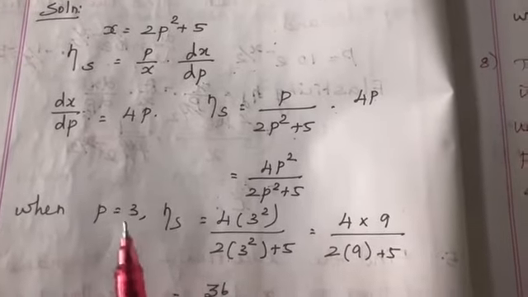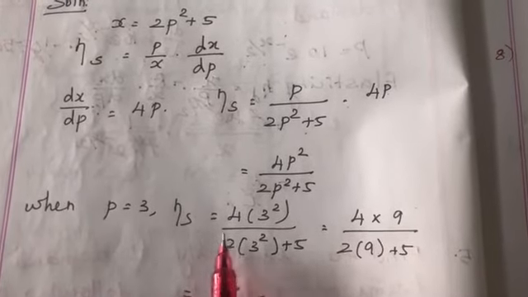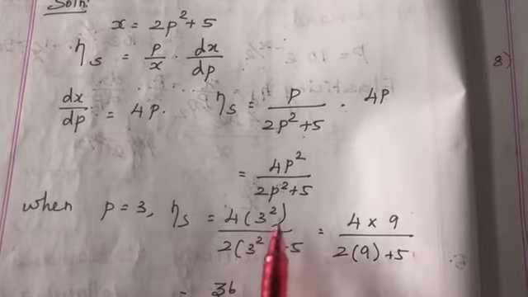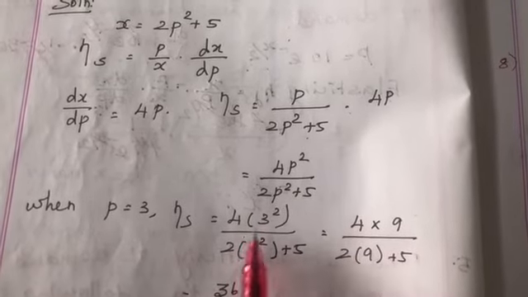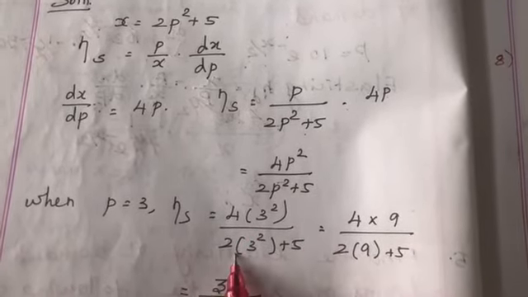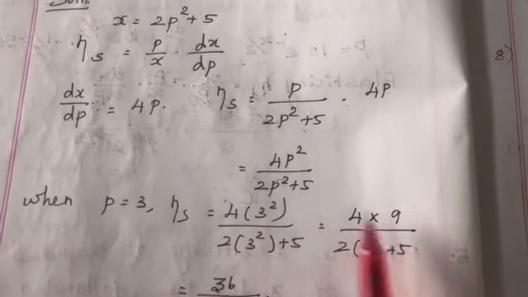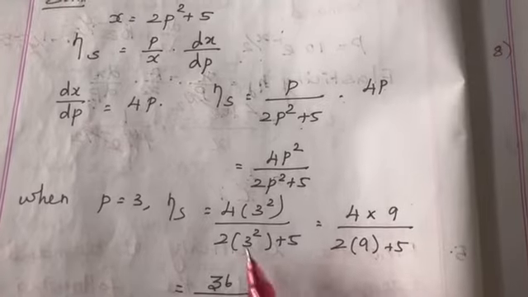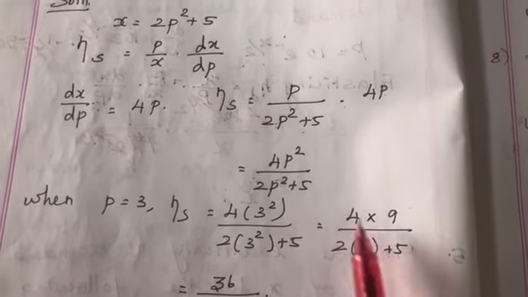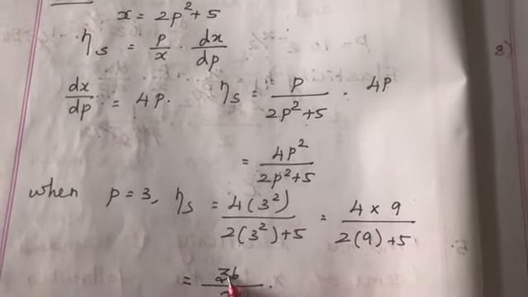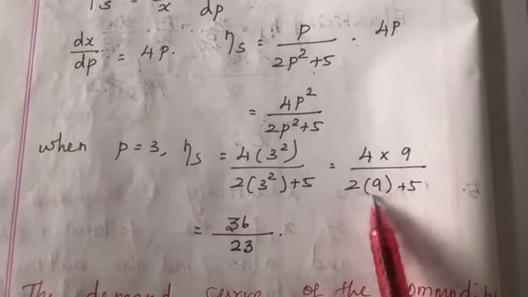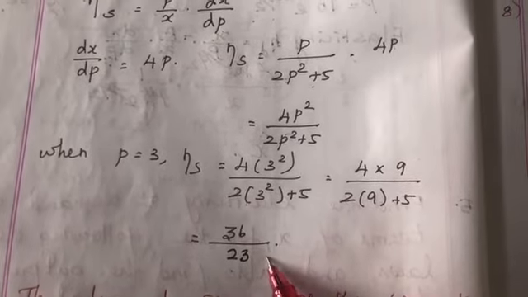So when p is equal to 3, eta s is equal to 4 into 3 square, p square is 3 square, divided by 2 into 3 square plus 5. So 4 into 3 square is 9. 2 into 3 square is 9, plus 5. 4 9s are 36. 2 9s are 18. 18 plus 5 is 23.